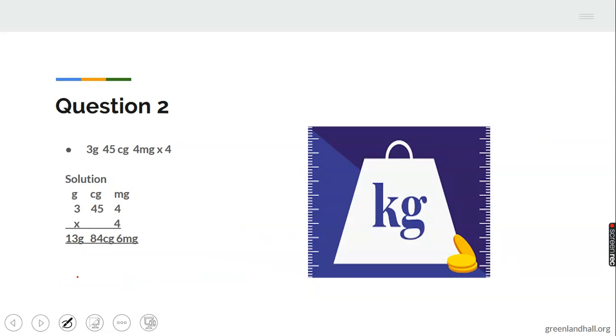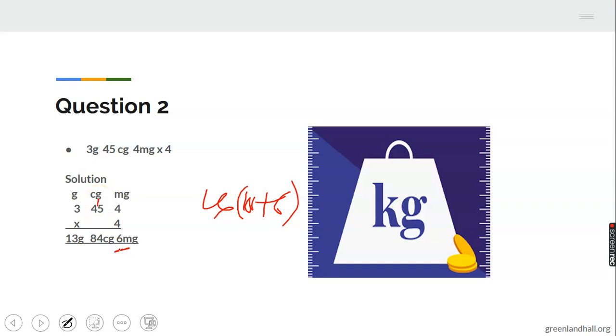Okay, let's look at the second example. What do we have here? 4 times 4 is what? 16, right? And 16 means 10 plus 6. You know it is 10 milligrams that make 1 centigram. So the 10 we bring to this side as 1. And then the remaining 6 we bring here. You can see the 6 here.